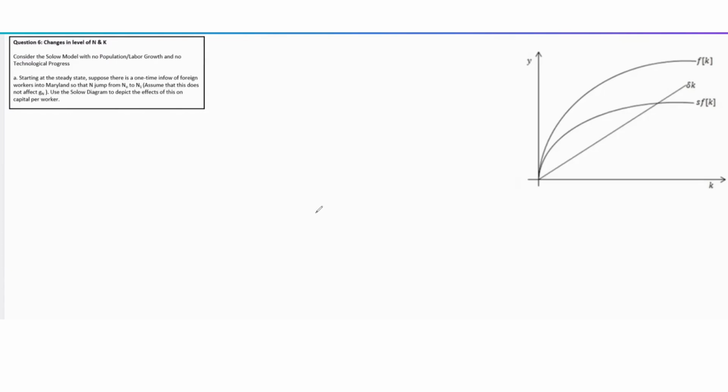We want to look at changes in the level of capital N and capital K in the basic Solow model, without any population or labor growth and without any technological progress. So here we're assuming that capital N increases and you want to see the effects of that in this basic Solow model. So let's say the economy begins in steady state.